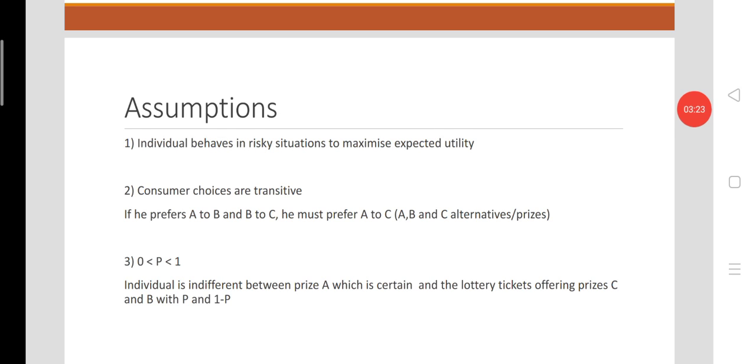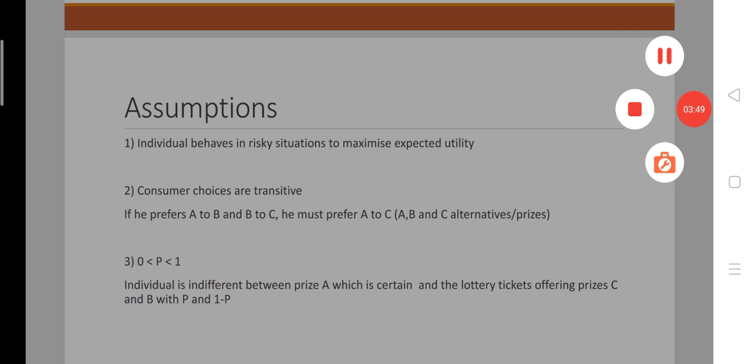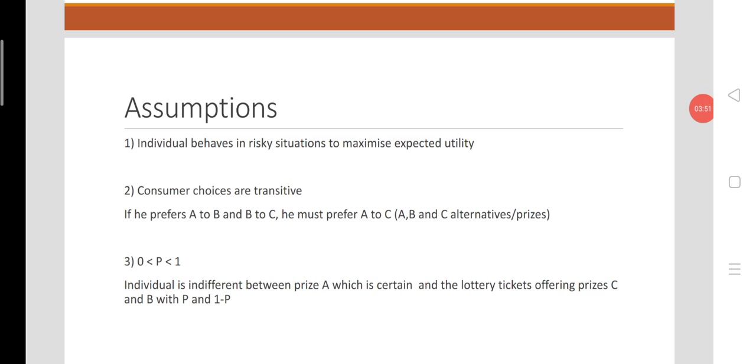The individual is supposed to be indifferent when the utility of the certain outcome is equal to the expected utility of the uncertain outcomes, and here the individual will prefer the option for which the utility is greater than the other outcome. That means the individual will reject the certain outcome if the expected utility of the uncertain outcomes is greater than that of the certain outcome.